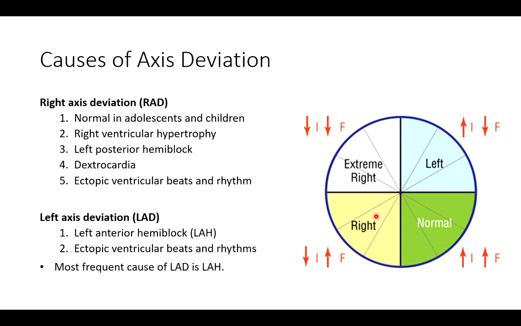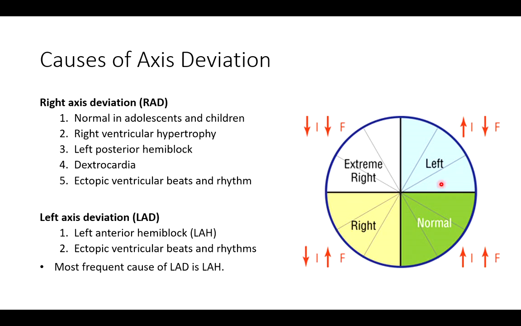Dextrocardia, if we have the heart essentially transposed, then the electrical activity, instead of being normal down toward the bottom side here, because the heart would be in a sense flipped, we would have the electrical activity now more in this direction. Again, right axis deviation. And certainly if we have ectopic ventricular beats generating an electrical impulse from outside this normal conduction pathway, depending on the location of those, if those beats are occurring more on this right side of the heart, it may swing the electrical axis toward the right side.